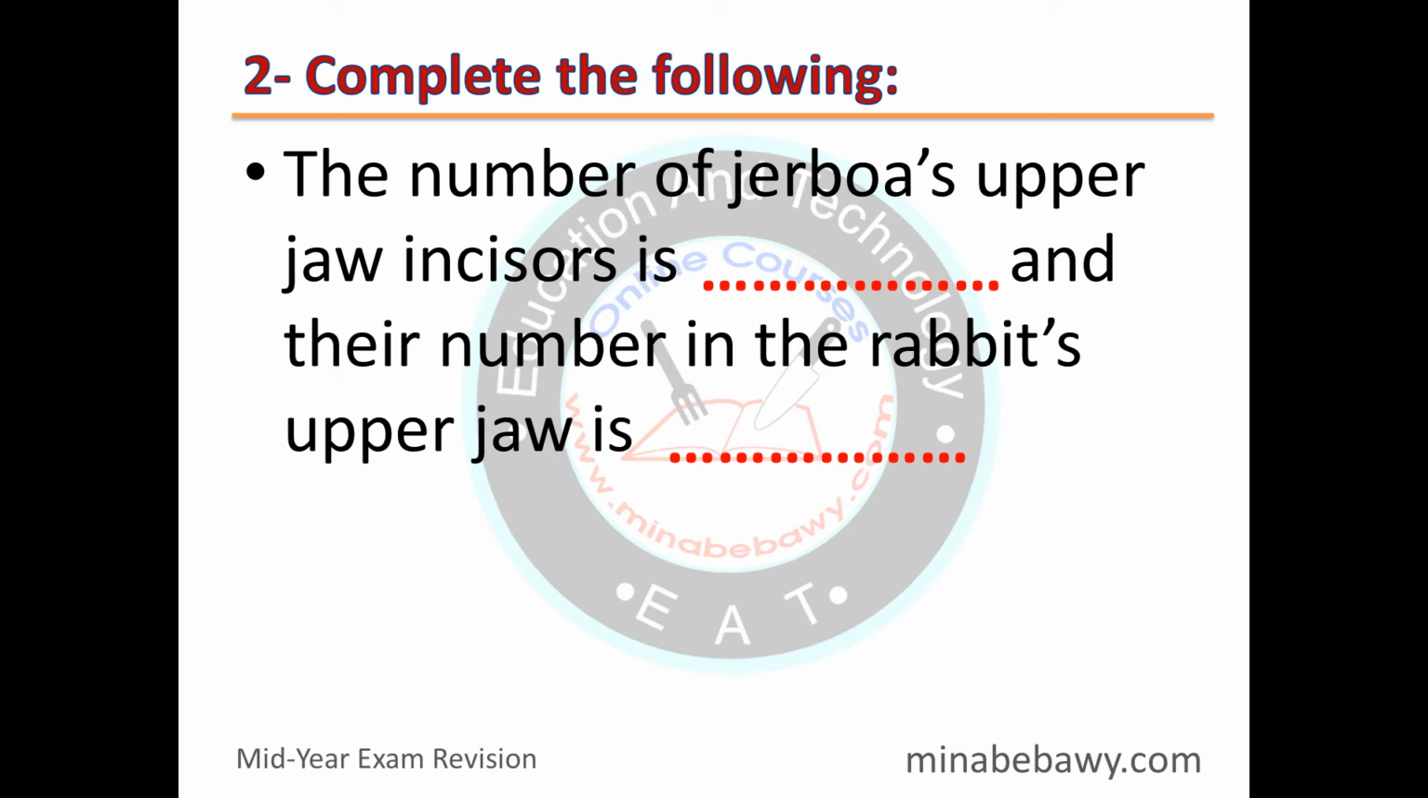The number of a gerbil's upper jaw incisors is 1 pair, and their number in the rabbit's upper jaw is 2 pairs.